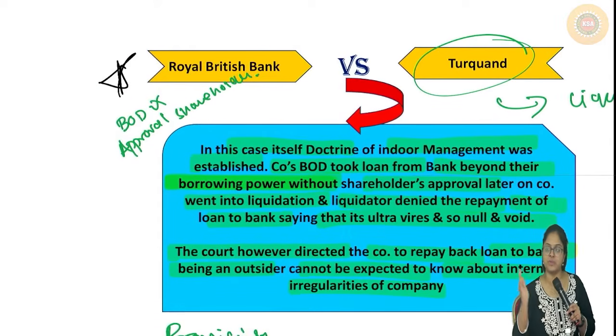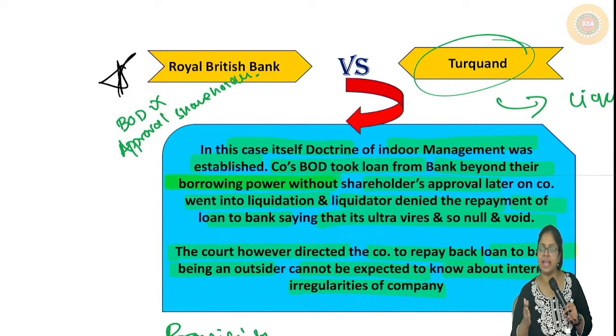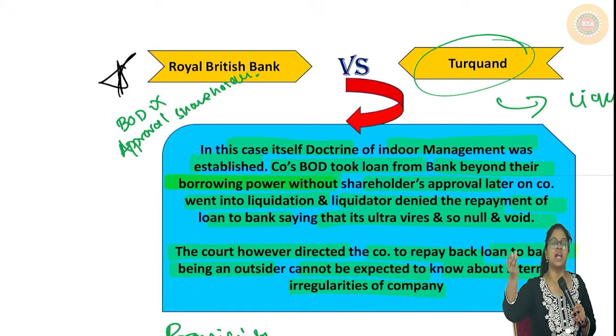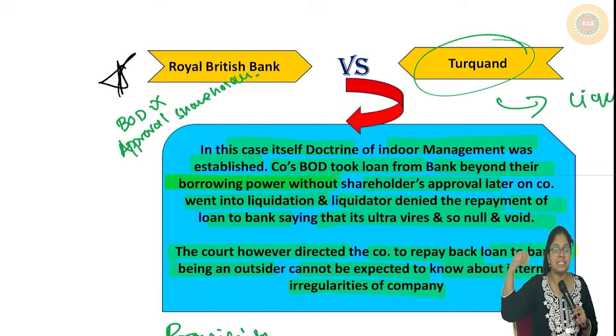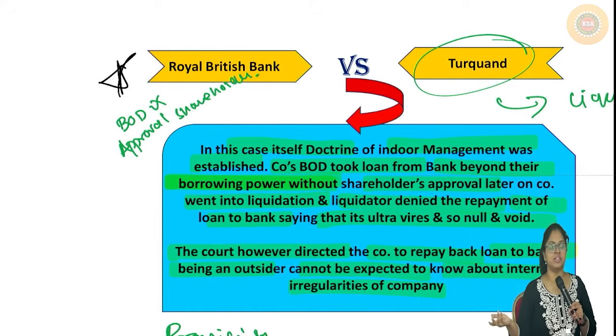Now, Royal British Bank will read the MOA and the AOA. For an additional loan, you have to get the approval of the shareholders also. That is written in the MOA and AOA. Now, will the bank go and sit in the board meeting and see whether the shareholders have approved? That is not possible. Can they assume that they would have approved?